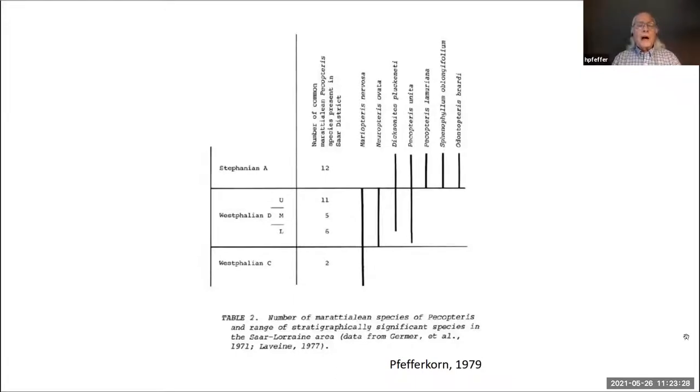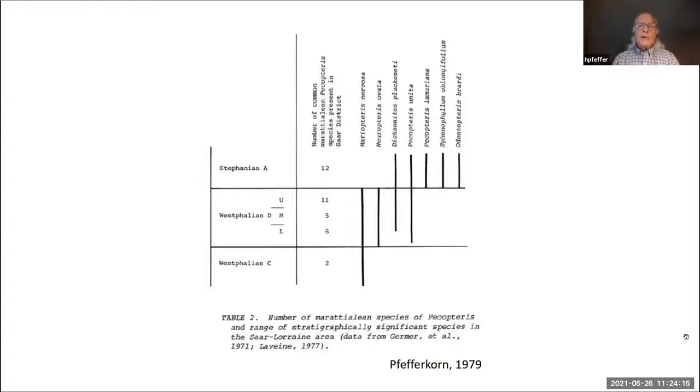Germer had found that he could subdivide the Westphalian D in a lower, middle, and upper part in the Saar area, and that the number of Marattialean Pecopteris species changed. It was higher than in the Westphalian C, from 2 to 6 and 5, but then in the upper Westphalian D, it went to 11. In the Stephanian, it was 12. So in other words, there was a major change in the number of species of the Pecopteris tree ferns.